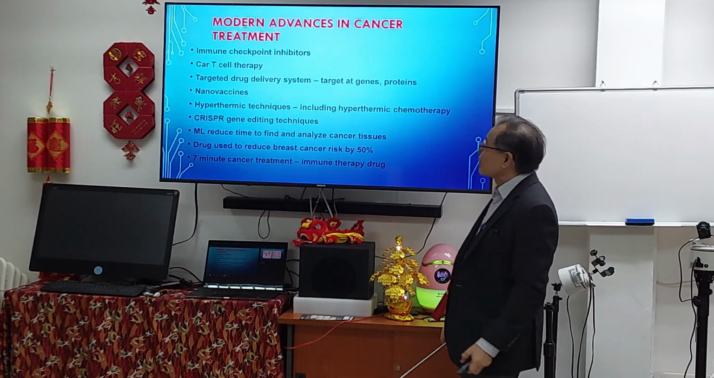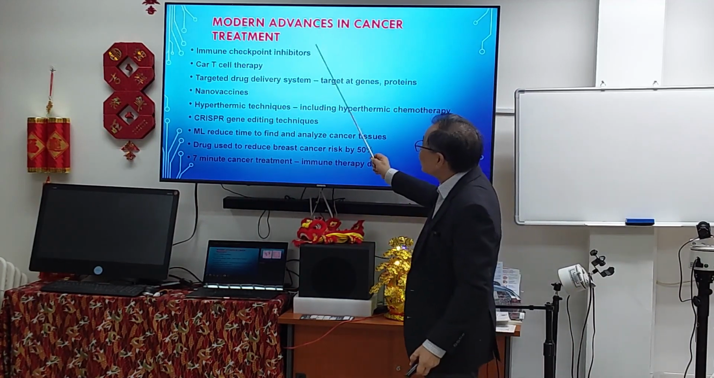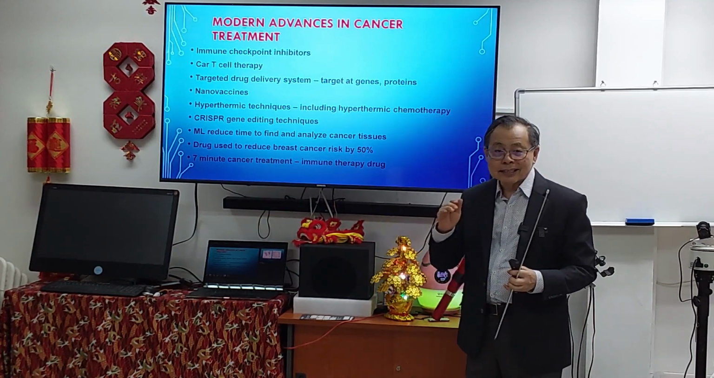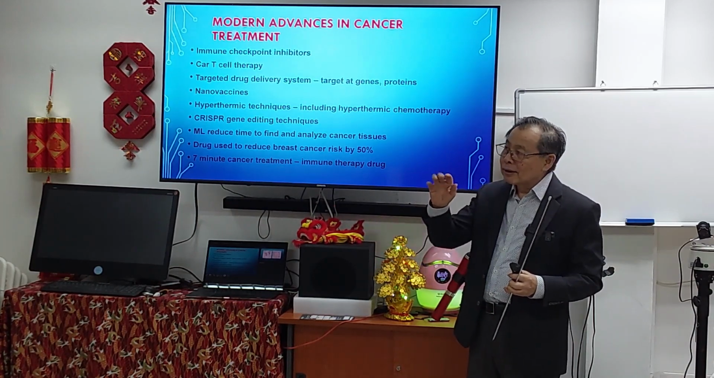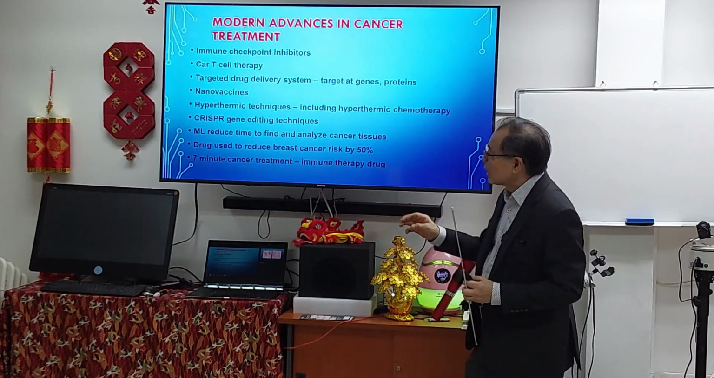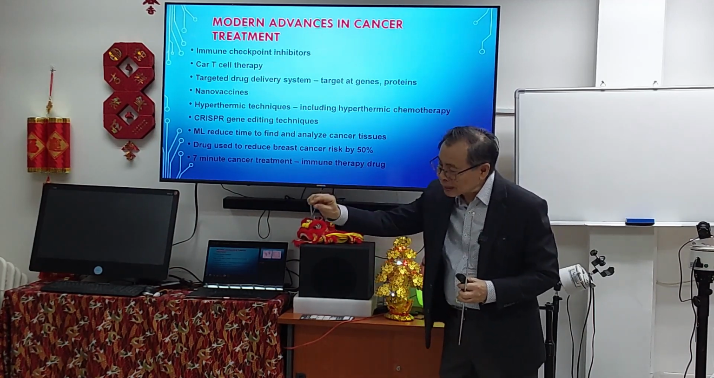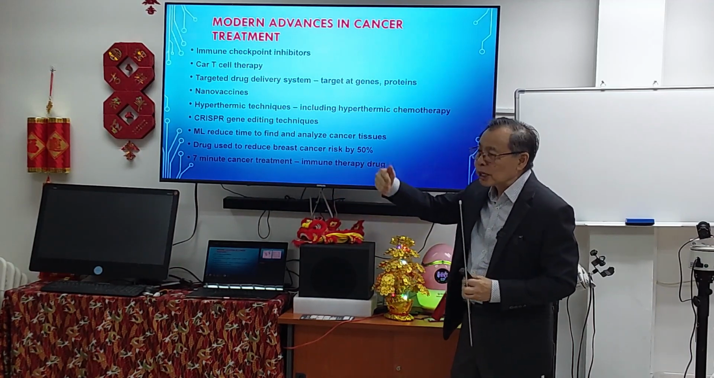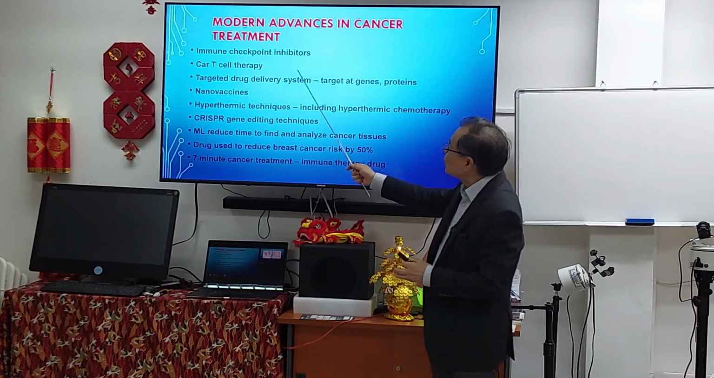So modern advances are fantastic. There's something called immune checkpoint inhibitor. The cancer cell often needs to use many things, and as a cancer cell uses a particular molecule, there is what is known as a checkpoint, and we can in fact block this checkpoint. That's what it's called, immune checkpoint.